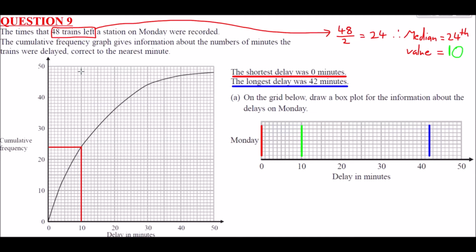For also other things, we need to draw in the quartiles. So quartile, the clue is in the name. We need to do a quarter of 48. So 48 divided by 4 is 12. And that therefore tells us that the lower quartile, LQ, is the 12th value.